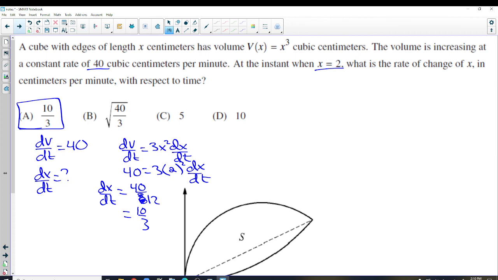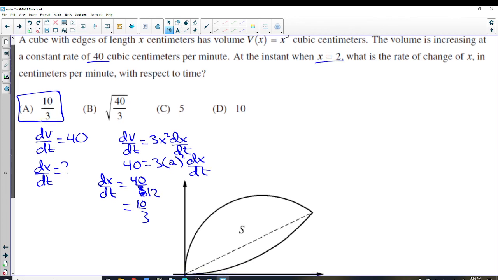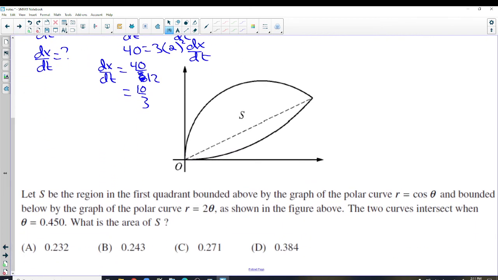And then, like I said, our last topic for this quiz is going to be polar. So we're kind of getting ahead of the game a little bit. The area, well, let's read it. Let S be the region in the first quadrant bounded above by the graph of polar curve r equals cosine theta. So they're telling you that this top curve is cosine. Now, it's not xy cosine, it's polar cosine. So it's actually a half a circle. Well, it's not even a half a circle, it's partial to that.